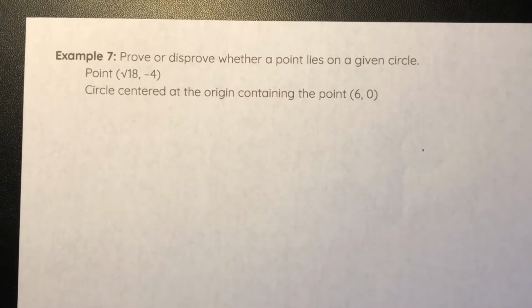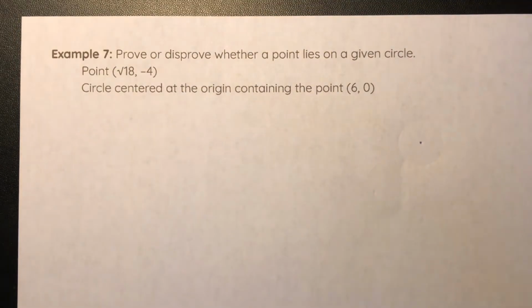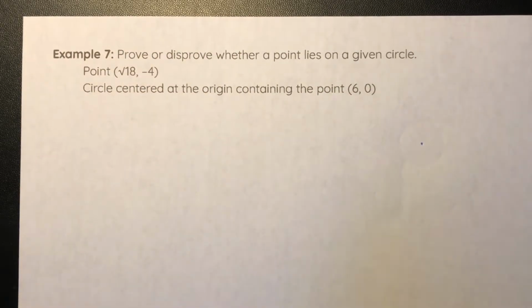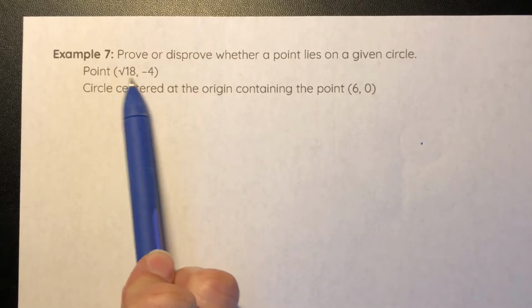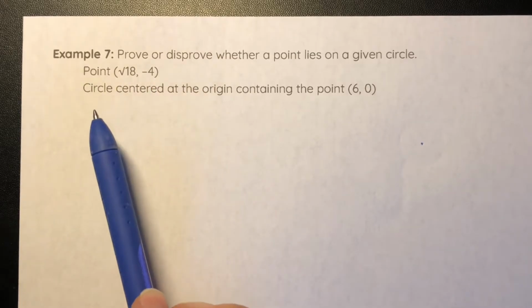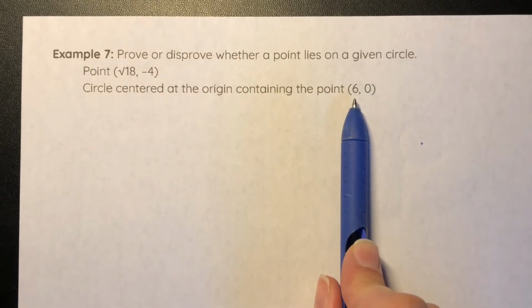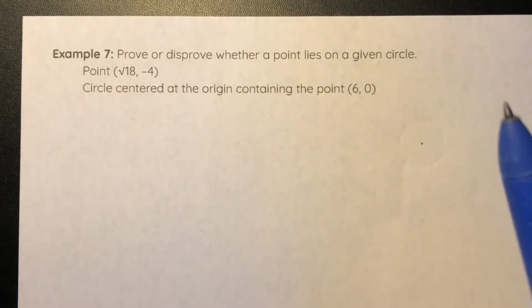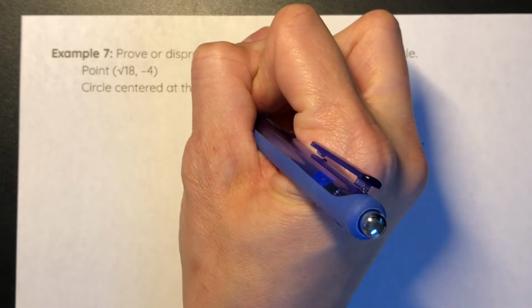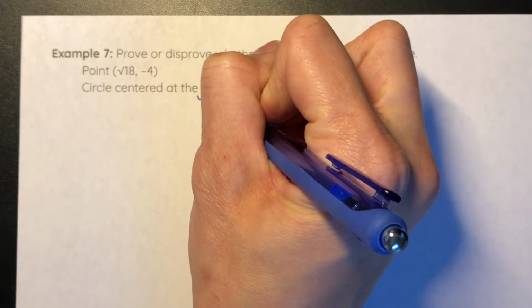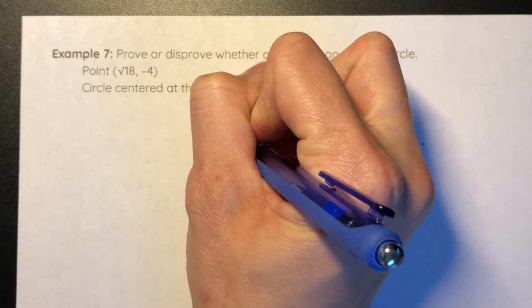I have 2 more examples for you. These are examples of proving or disproving whether a point lies on a circle. I'm given the point square root of 18, comma, negative 4, and I'm trying to see, is this on the circle that's centered at the origin that contains the point 6, comma, 0? Remember, if it's centered at the origin, I know that h and k are both going to be 0.